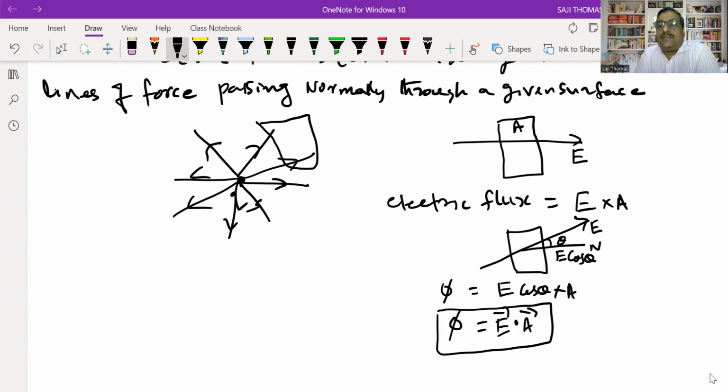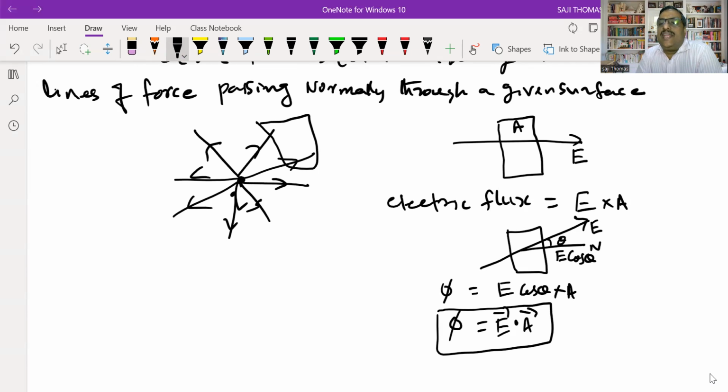Here in this chapter, from now onwards, we consider area as a vector. See, A bar I have written, right? In 11th standard, we learned area as a scalar, right? But here we are finding some flow through an area. So we have to consider area as a vector.